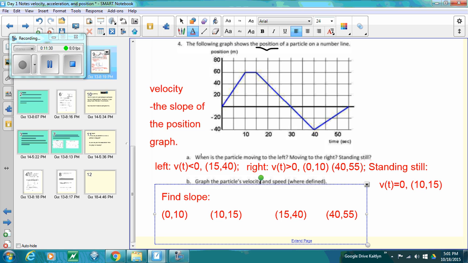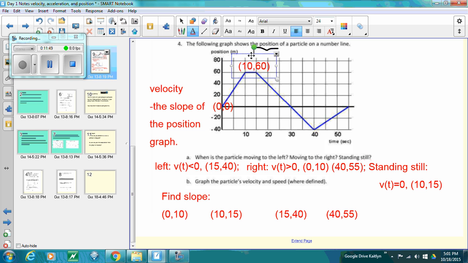And remember, slope is y2 minus y1 over x2 minus x1. So if I look at my points up here, this point is (0, 0), and then my point at 10 is (10, 60).